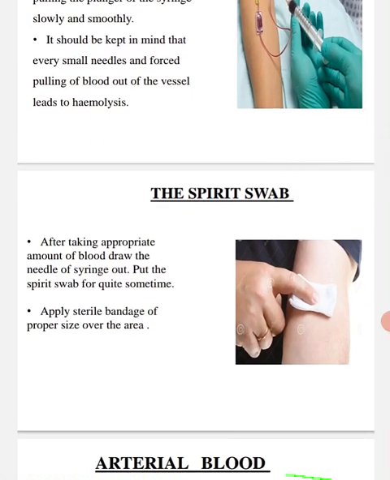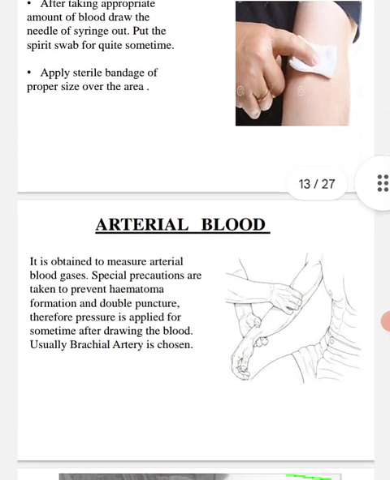After taking the appropriate amount of blood, draw the needle of the syringe out. Put the spirit swab over the site for quite some time. Apply a sterile bandage of proper size over the area.